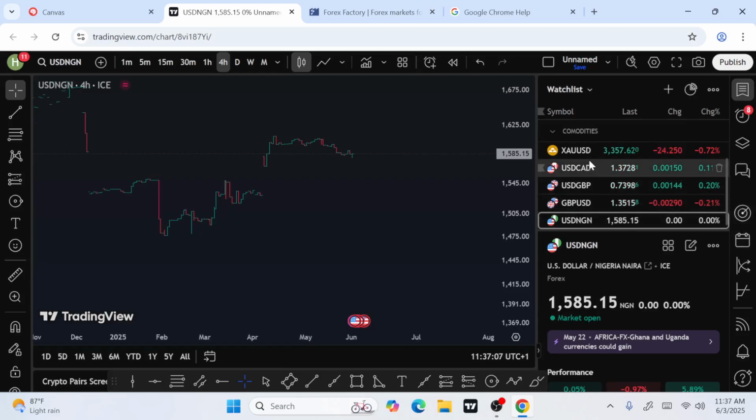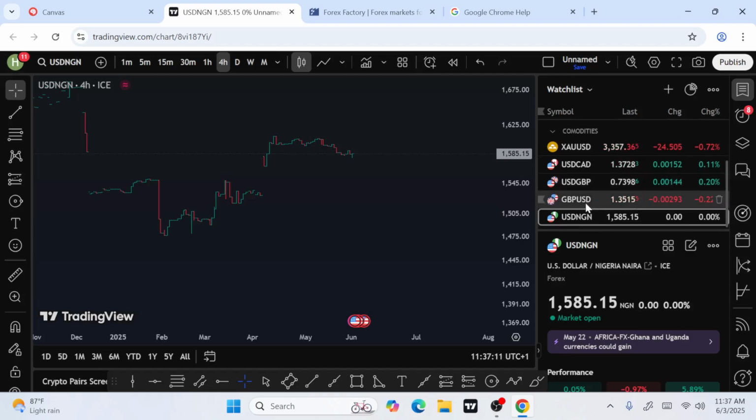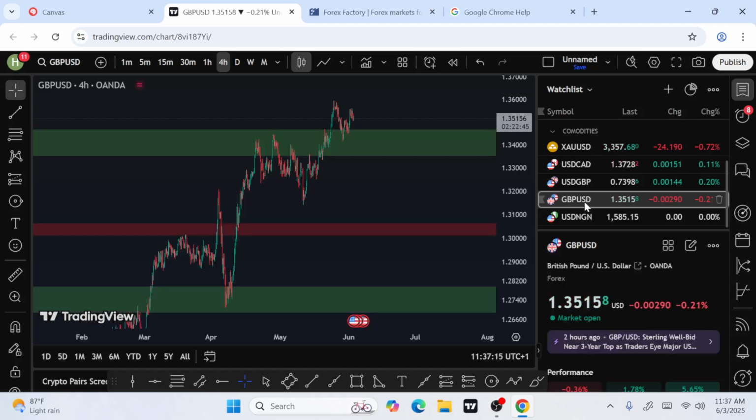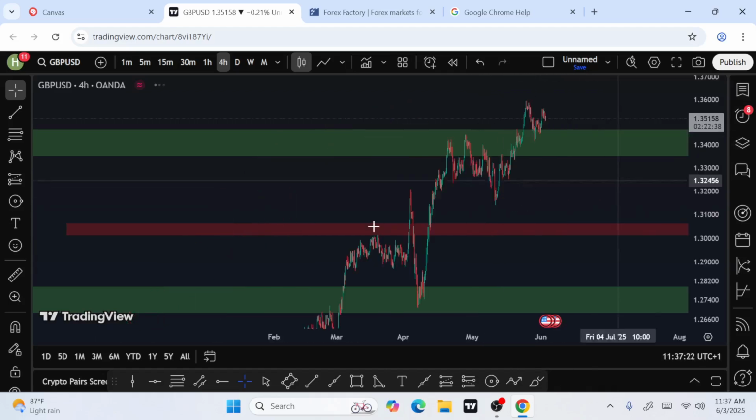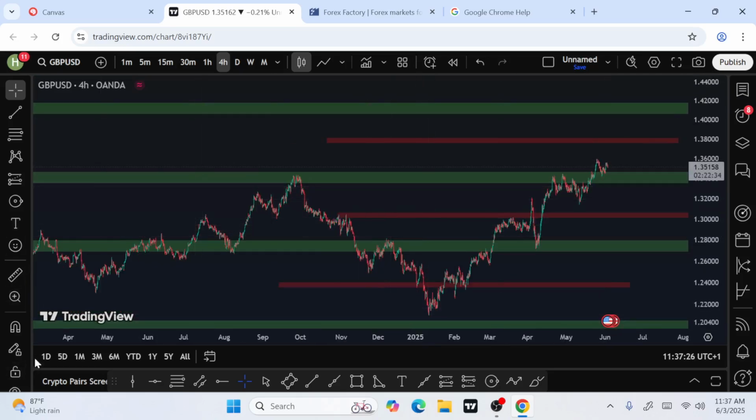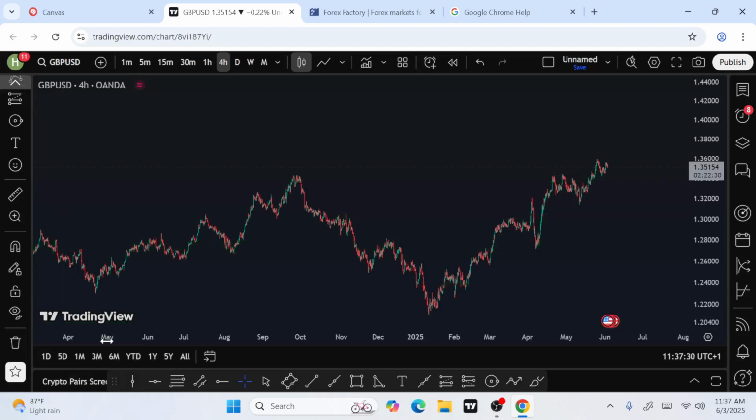I think that ice thing we saw behind is what is showing. Yes. You know that GBP USD, we've drawn a zone on this. Let me remove it. Now let's do the practical.